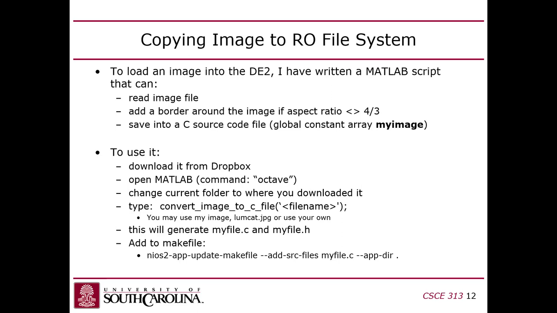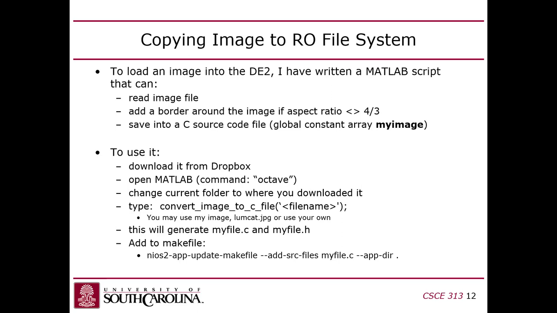Anyway, you run this script on an image, you just give it the file name, and it will generate a myfile.c and myfile.h, which are just two additional source code files. Then you have to run a command, nios2-app-update-makefile-add-source-files, and just add myfile.c. You would run this command in your top level software directory. And it'll add that file.